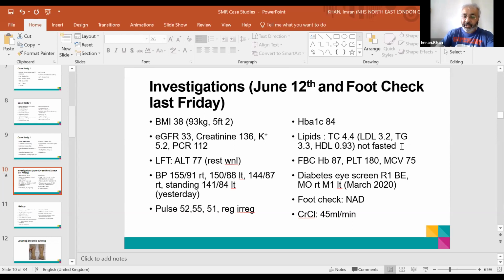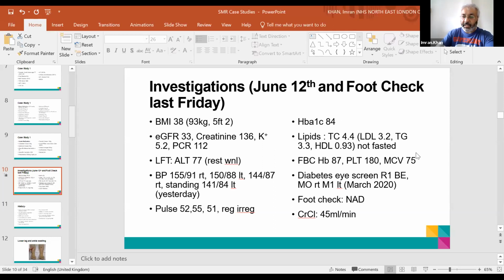The other thing we need to do is we are not going to manage this patient on insulin with HbA1c of 84 and this kind of renal function in the surgery. We are going to do an endocrinology referral because they're not under an endocrinologist.